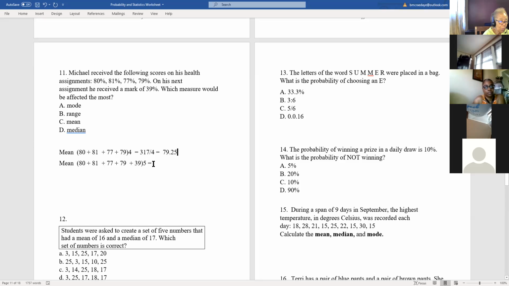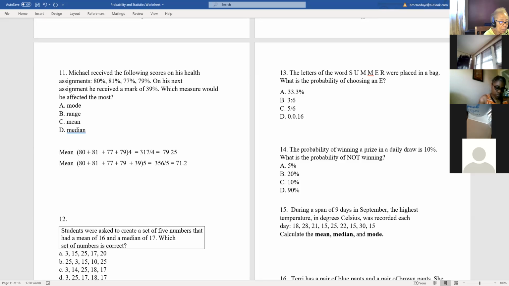79.25. Now, when you put the 39 in, divide by 5, what did you get? 356. Okay, 356. Then divided by 5. And what does that give you? 71.2. That's correct, 71.2. Okay. Michelle, you had a question?